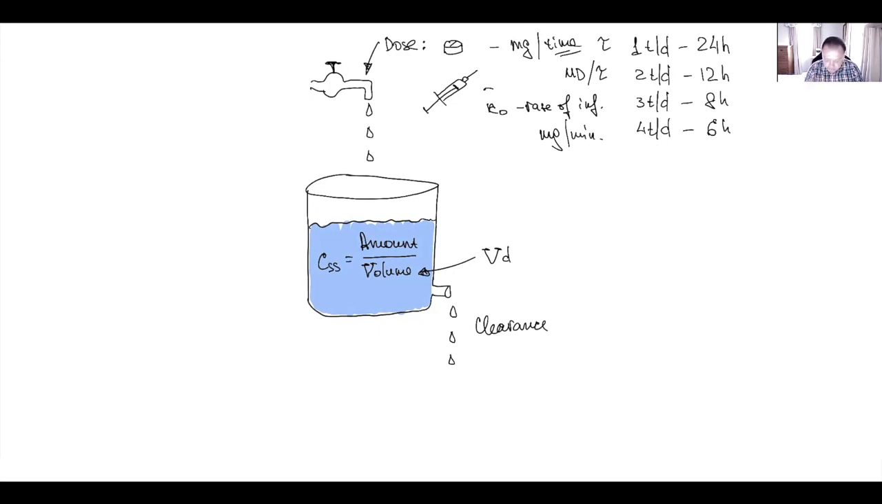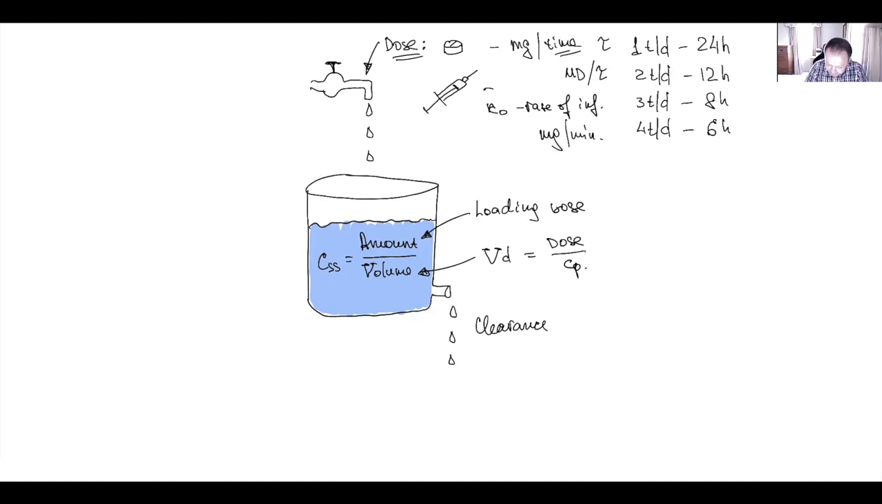After that, volume of distribution. This amount in the volume of distribution will be the loading dose to load the volume of distribution. And the volume of distribution can be calculated as dose over plasma concentration. Steady state concentration is amount over volume. What is the amount? The amount is the dose, that's common.